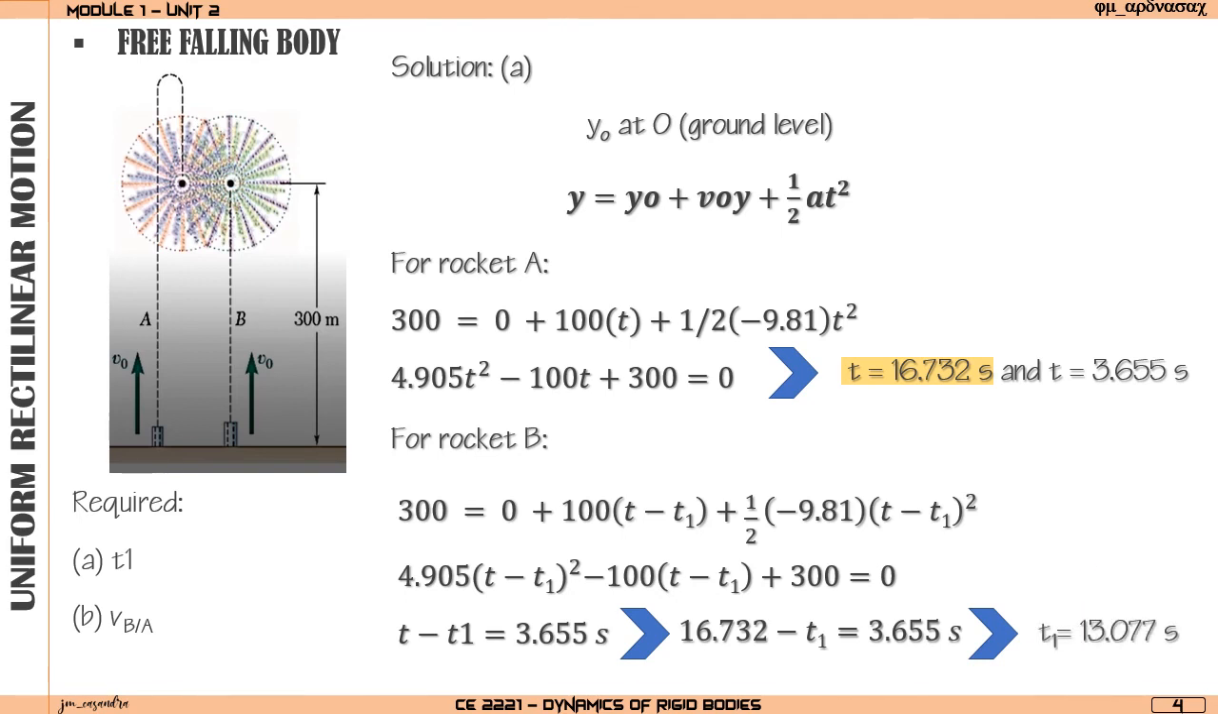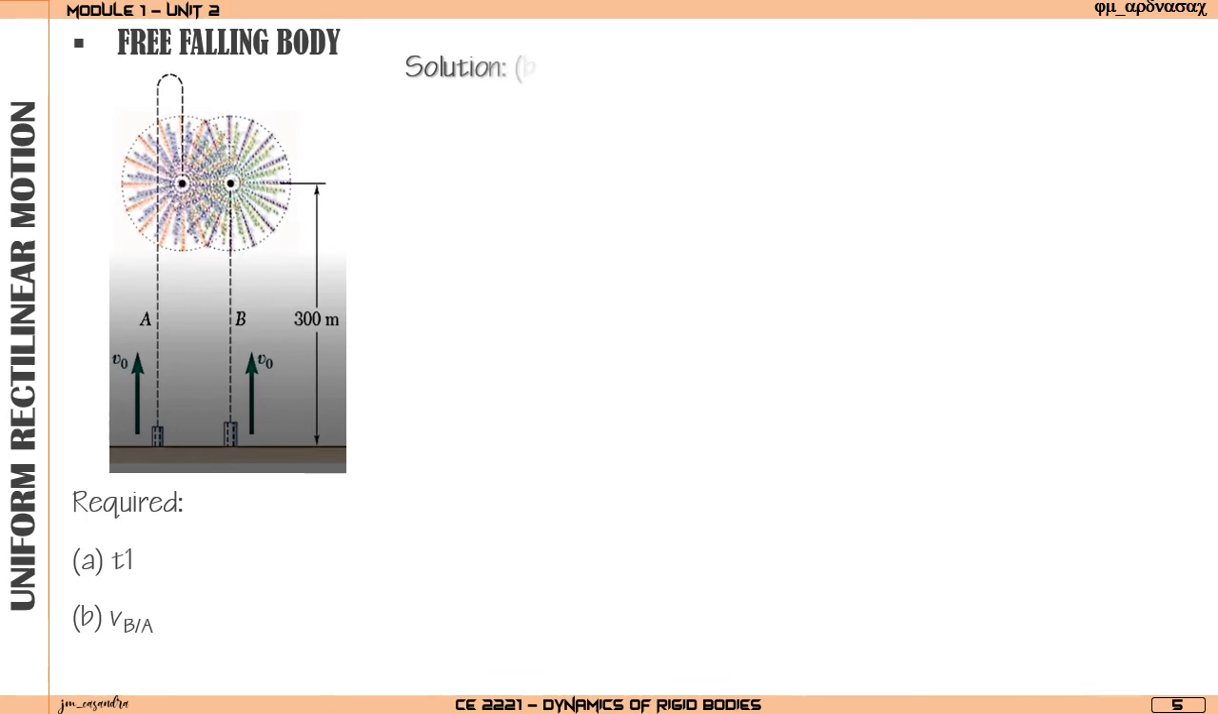Okay, let's solve for the next. Let's solve the next part, B, which is the relative speed of B with respect to A. As we have discussed in the previous discussion, the relative speed is simply equal to VB minus VA. So for our solution, we have to first solve for the individual speeds of rocket A and rocket B upon explosion. We'll be using the equation V squared is equal to V0 squared plus 2g times the change in position. So let's start again for rocket A.